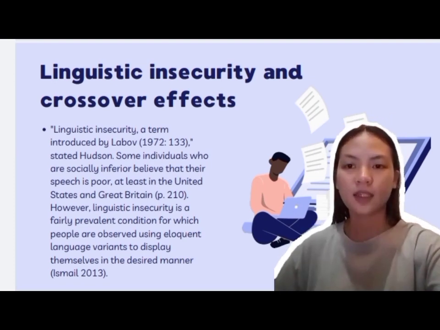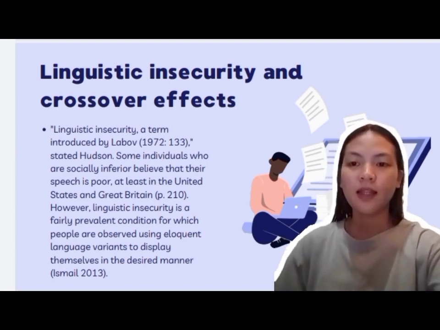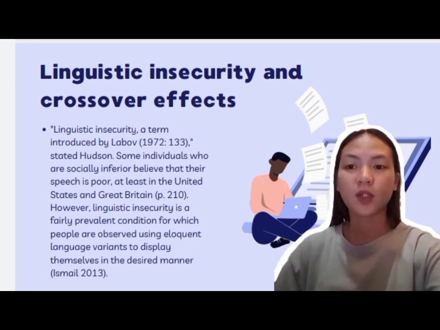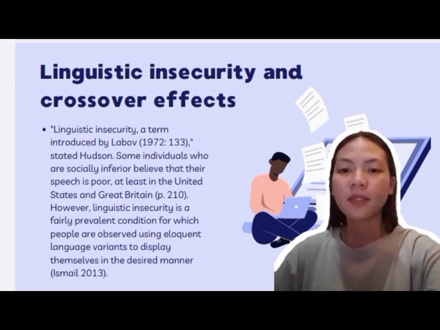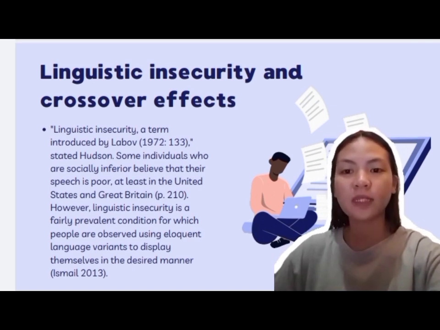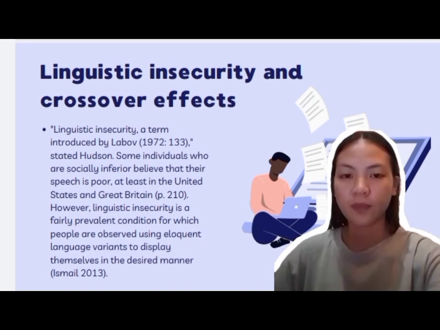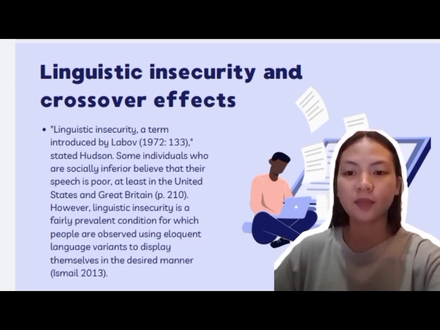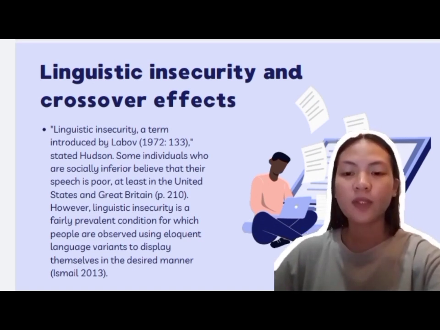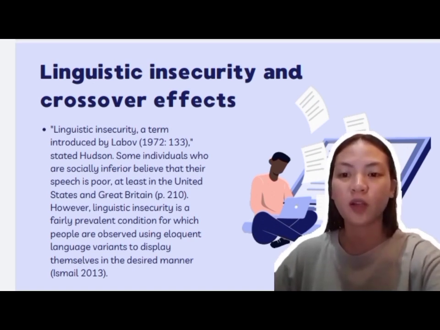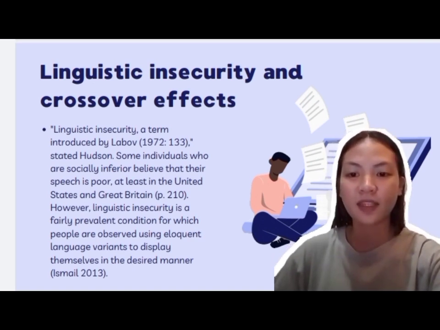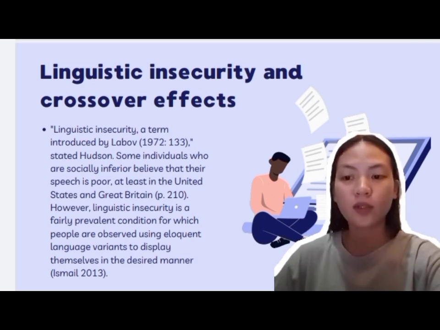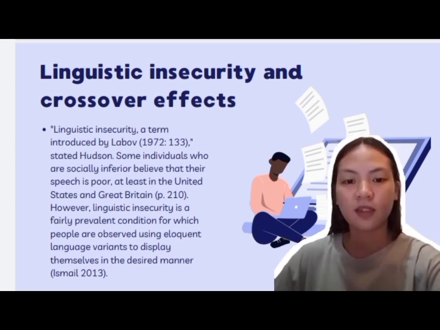Linguistic insecurity and crossover effect. Linguistic insecurity is a term introduced by Labov and stated by Hudson. Some individuals who are socially inferior believe that their speech is poor, at least in the United States and Great Britain. However, linguistic insecurity is a fairly prevalent condition for which people are observed using eloquent language variants to display themselves in the desired manner. It is according to Ismail 2013.